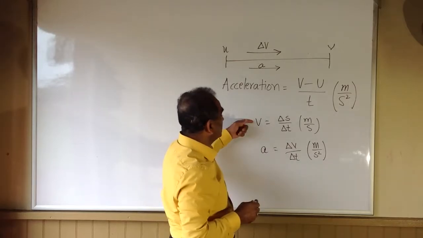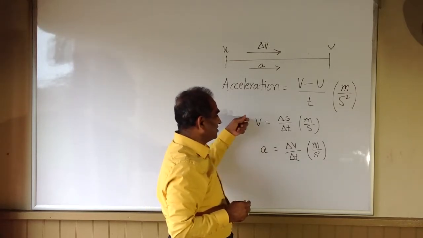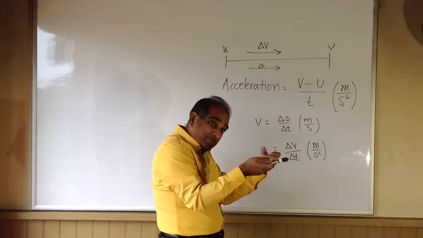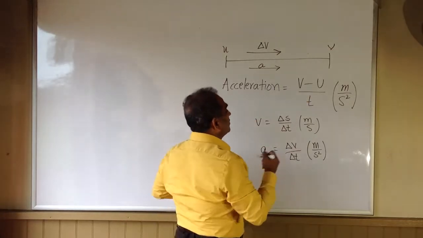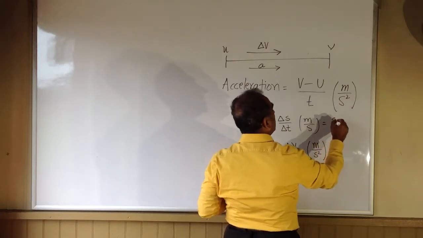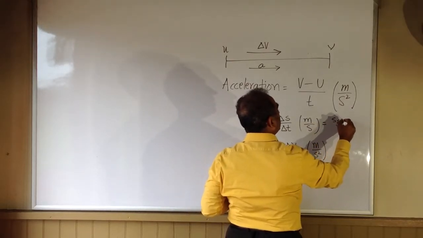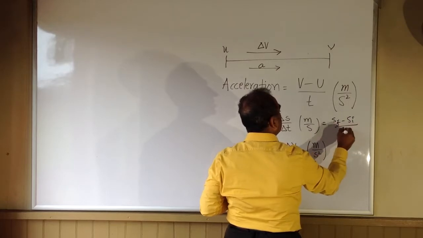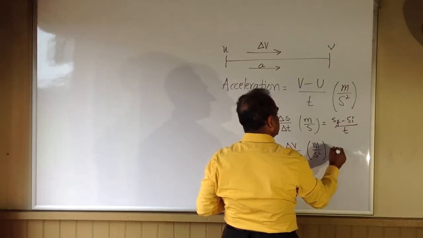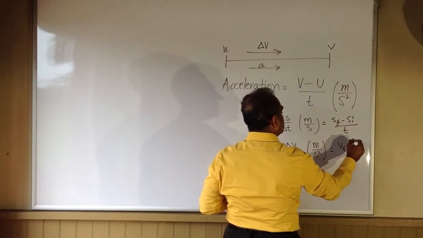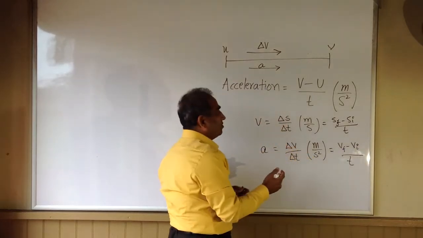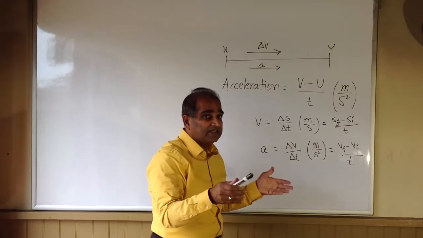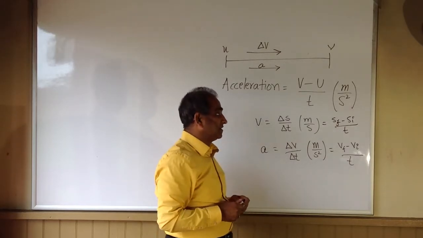So these are the velocity and acceleration definitions. But when you want to split it, you have to write it like this. You can write it as s final minus s initial over time taken. And this is v final minus v initial over time taken. This is how we can separate them and use them in equations.